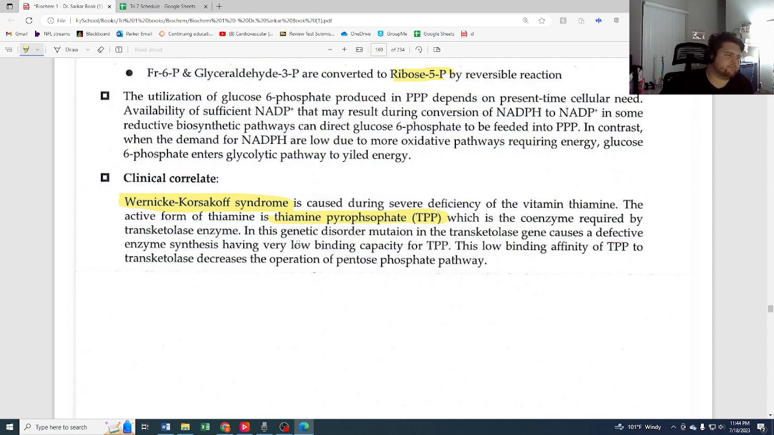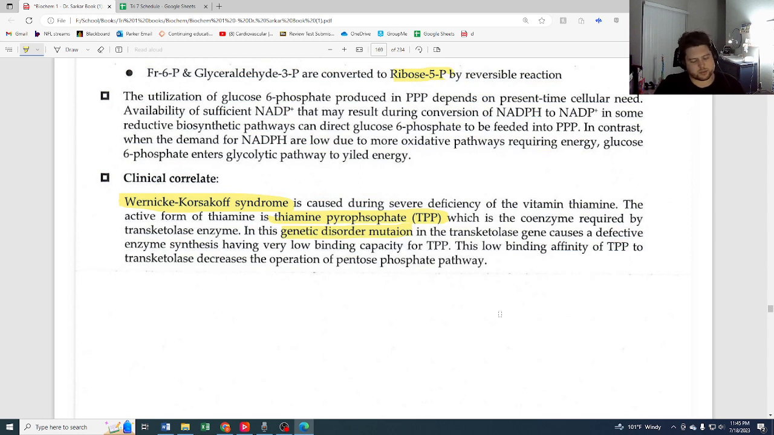So with Wernicke-Korsakoff, this is one condition that pops up. In the book, he talks about it being a genetic disorder mutation. More often than not, you see it's the lack of thiamine, so it's caused by the vitamin deficiency.